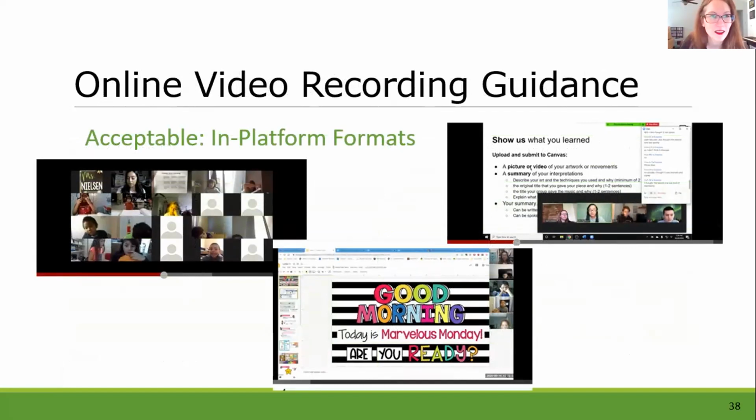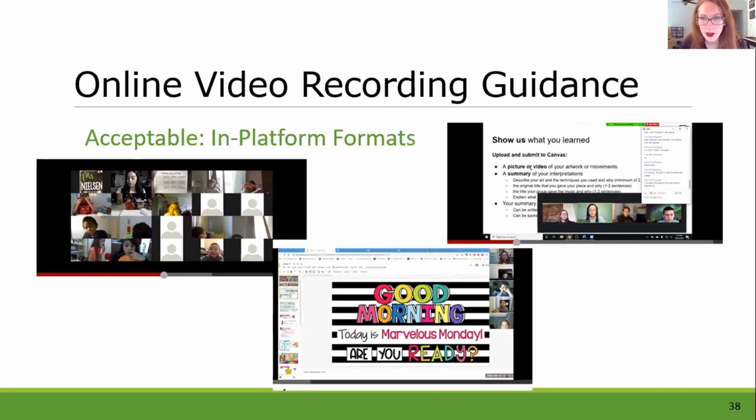Okay, so I'll take this one. These are the acceptable in-platform formats. And the one on the left is the one that we obviously love to see, a whole screen full of students smiling or otherwise, either at the beginning of the video or somewhere in the middle or at the end. This is what we love to see.